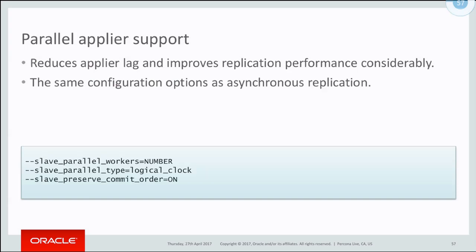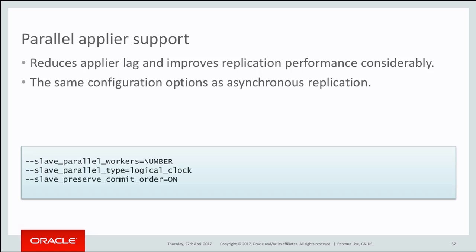And then, of course, we have parallel applier support. This is a really simple change for us. You don't need to change anything. It is configured the same way as we do for normal replication. You just set the parallel type to logical clock. Preserve commit order must be on. It's a requirement from us. You need to preserve the commit order on the group. And then you just pick the number of parallel workers. And it does work out of the box perfectly.